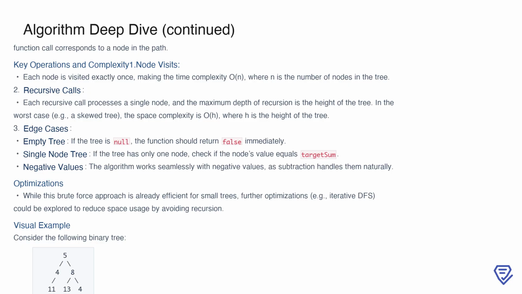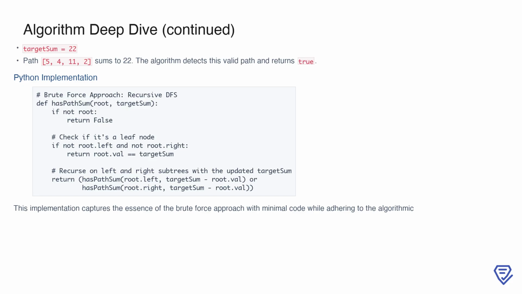To better understand how this works, let's consider a concrete example, starting with the binary tree structure shown here. In this example, the target sum is 22. If we examine the path 5, 4, 11, 2, the sum of these node values equals 22, making it a valid path. The algorithm successfully identifies this and returns true.